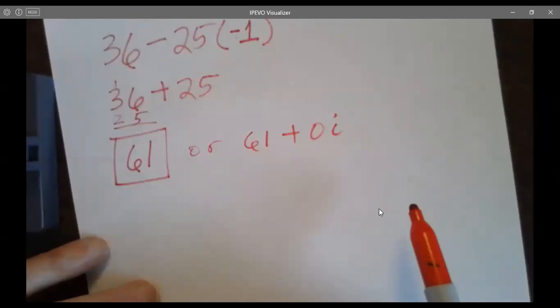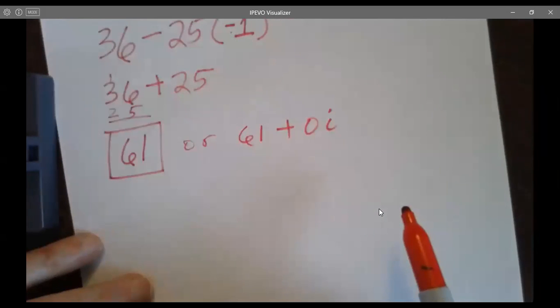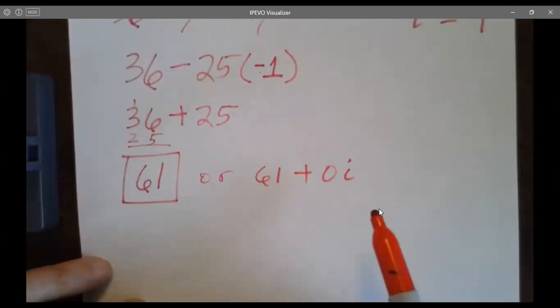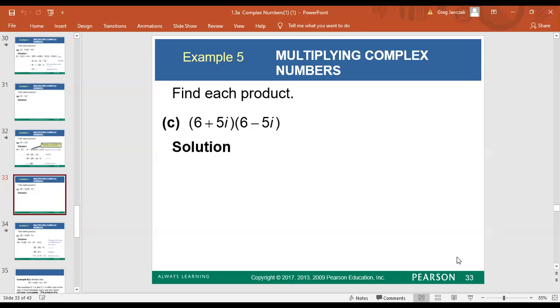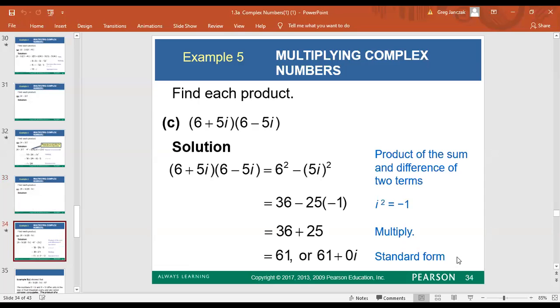Okay? Questions with that? All righty. Okay. Let's see how much we've got left. Looks like we've got a little bit left. See, and it shows you could write it either way.